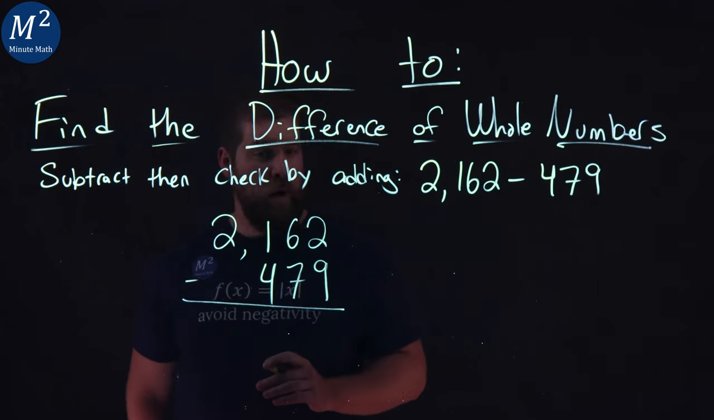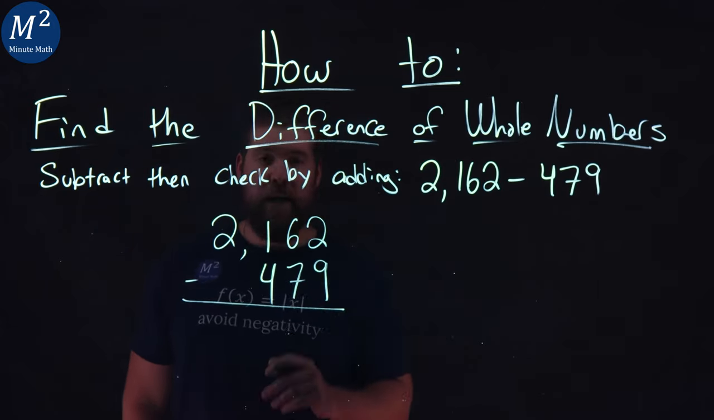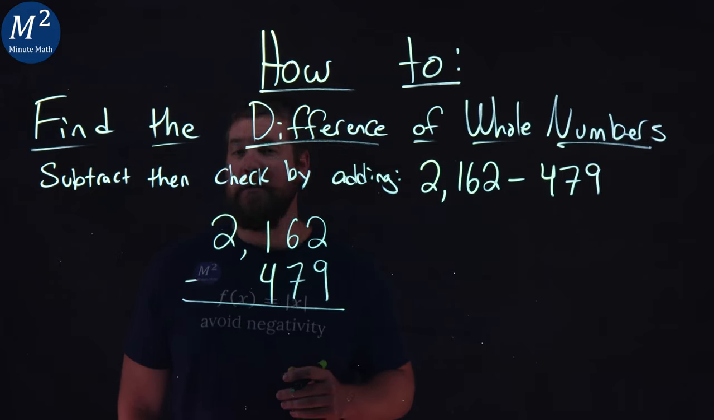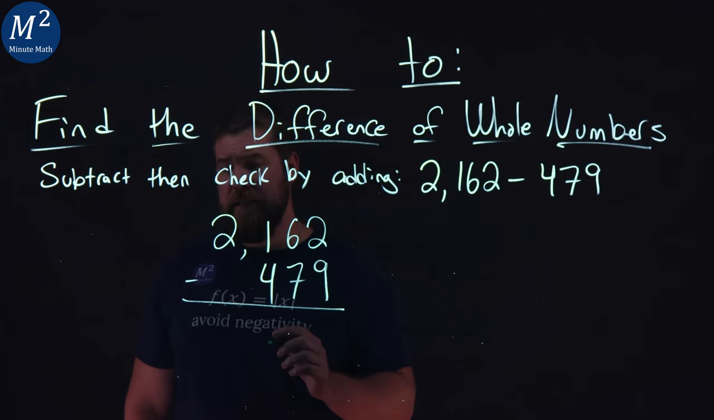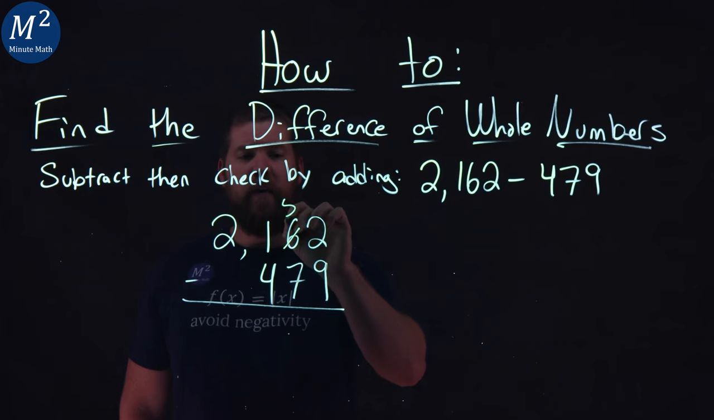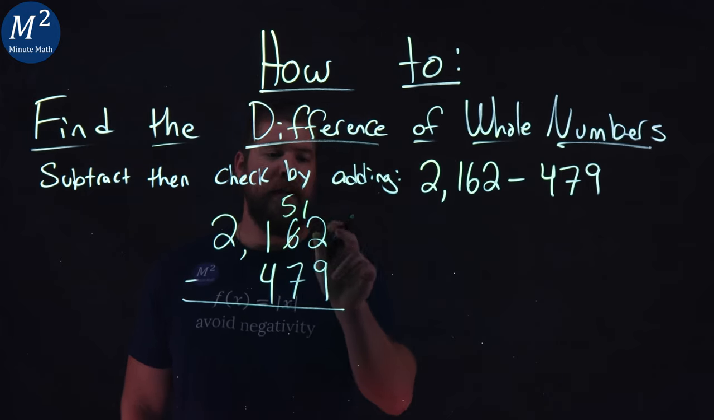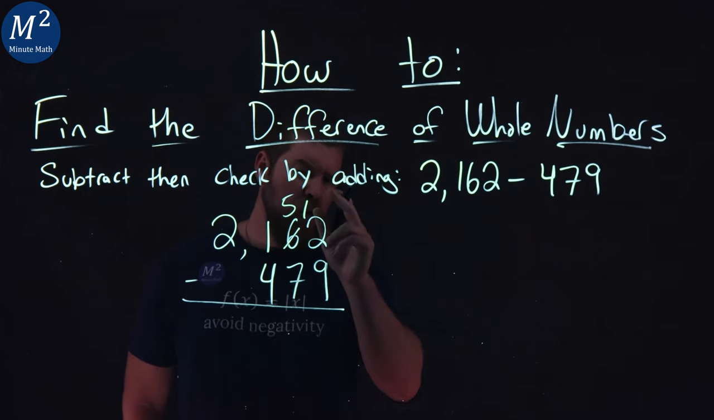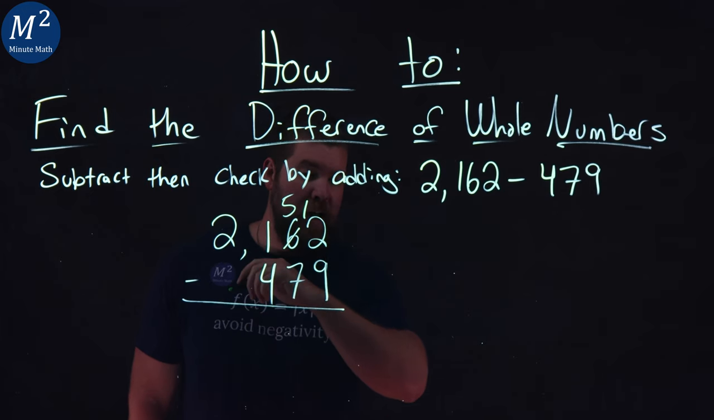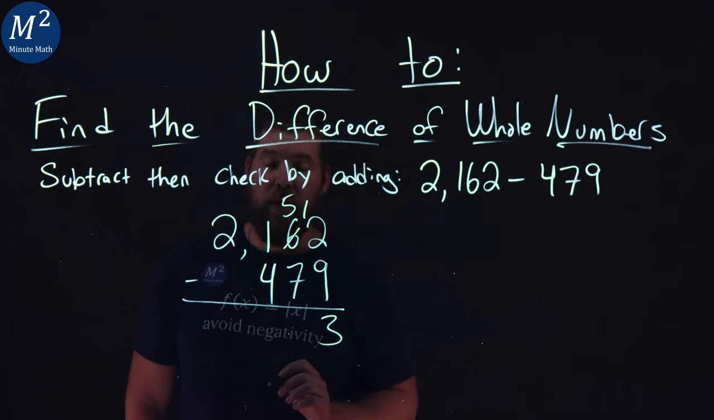Now, start with the 1's place. 2 minus 9. Difficult, can't really do that. So I have to draw from a 6. 6 I turn into a 5, and I carry a 1 over. Turn that 2 into a 12. 12 minus 9 is a much easier question to ask, and we get a 3 there.